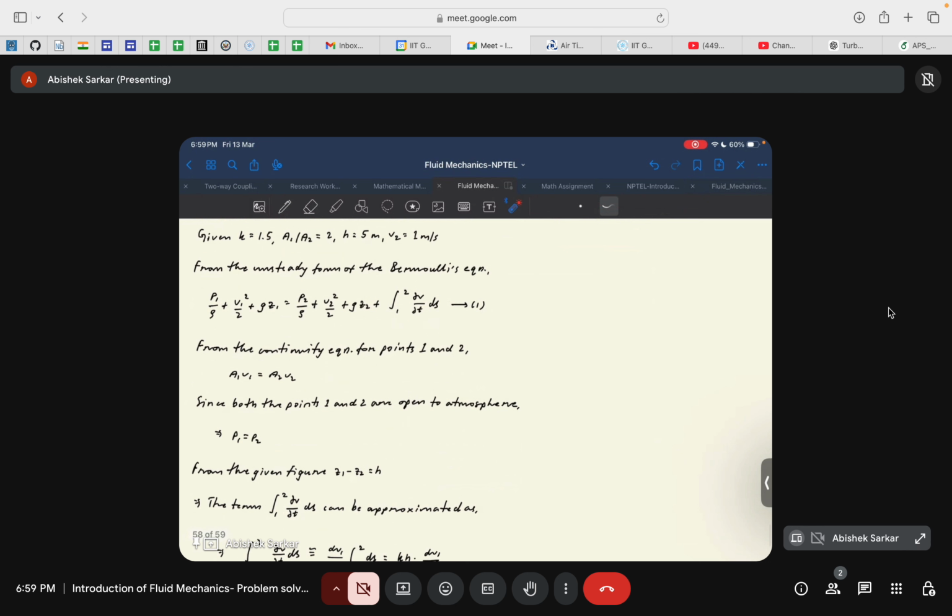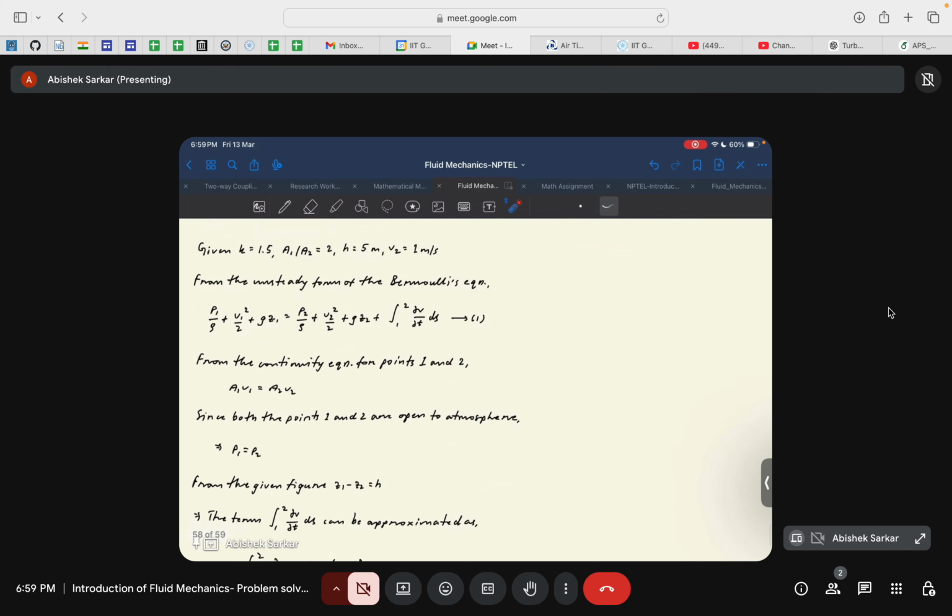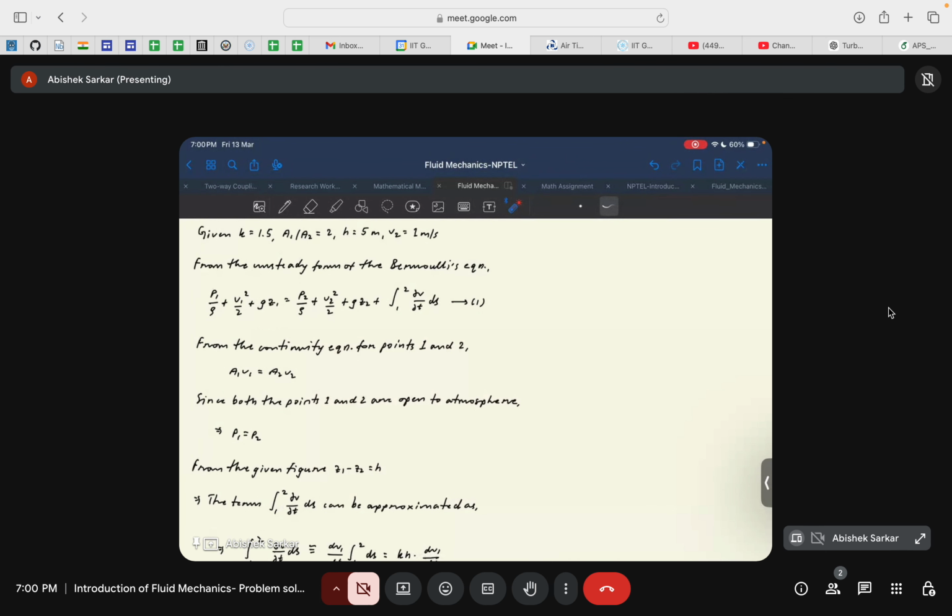Then again, at a particular instant, because we need to find the value of acceleration at an instant where the height of the liquid in the tank is equal to 5 meters, h is also constant at that particular instant. So z1 minus z2 is equal to h, which is equal to 5 meters. So the tricky term that we do not know, because pressure terms are resolved, and we will find a relation from the continuity equation. This term is also resolved, that is Z1 minus Z2 is 5. So the only tricky part is this term.